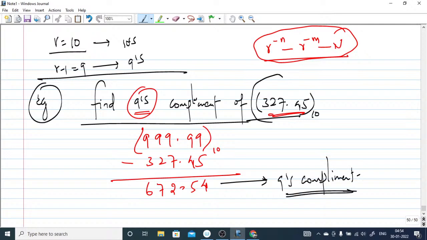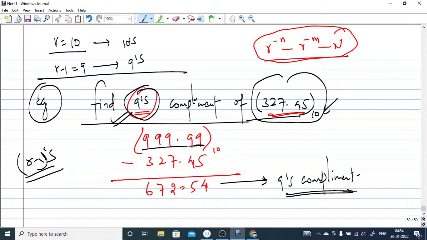Whenever the decimal base 10 is given and you have to find the R minus 1's complement, what you have to do is subtract 999.99 from the number. Okay, so you'll get this.